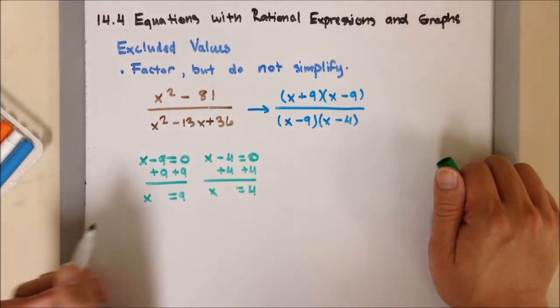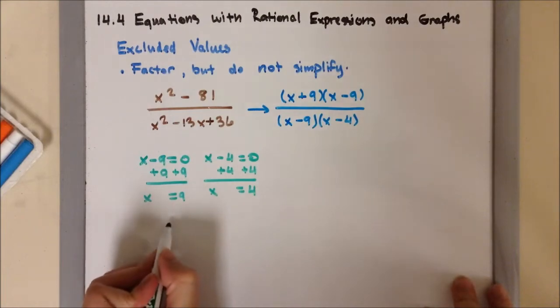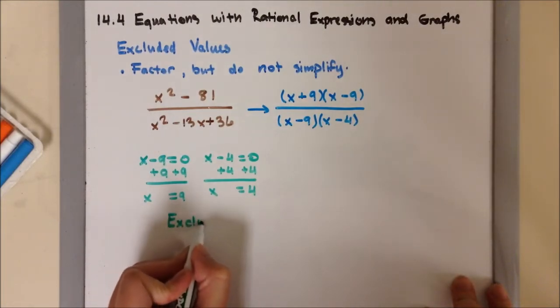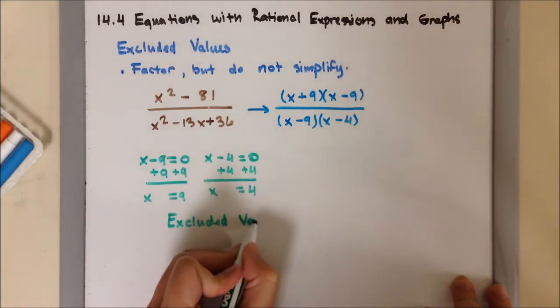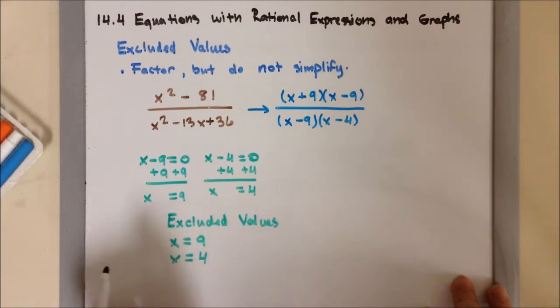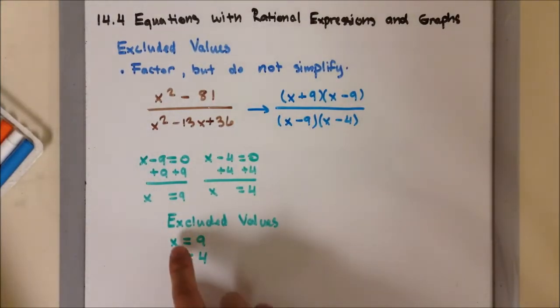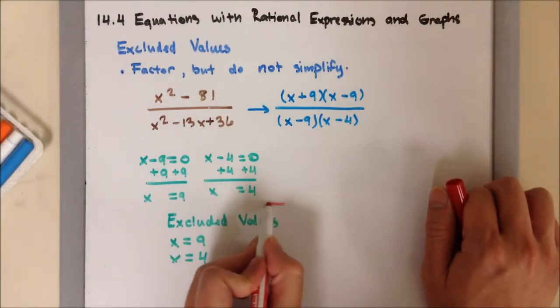So my excluded values, which I'm going to write my answer here. First I need to state that these are my excluded values: x equals 9 and x equals 4. So these are my two answers. This is my final solution. Again, I must state that these are my excluded values. And let me box this up.